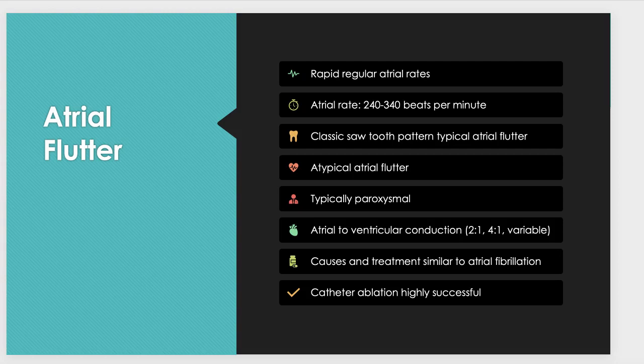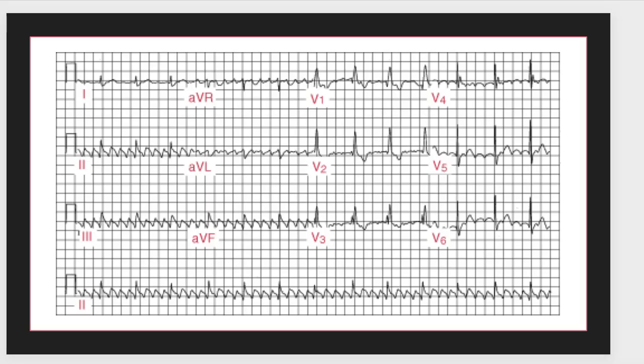We can have atypical atrial flutter. This is atrial flutter that is actually occurring not from the right side of the heart, but from the left side of the heart. Many times atrial flutter is paroxysmal. Causes and treatments are very similar to atrial fibrillation. Catheter ablation is actually very highly successful for atrial flutter. Here again is EKG evidence. You can see the very typical sawtooth waves.